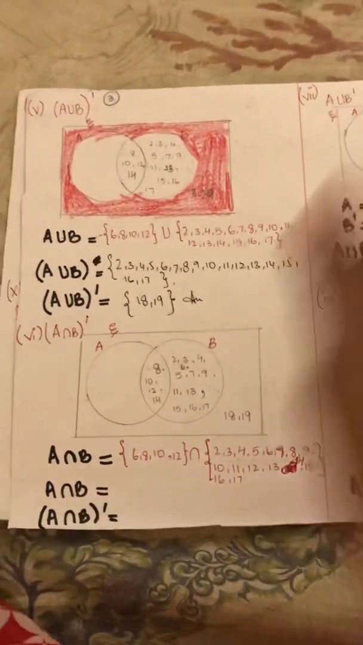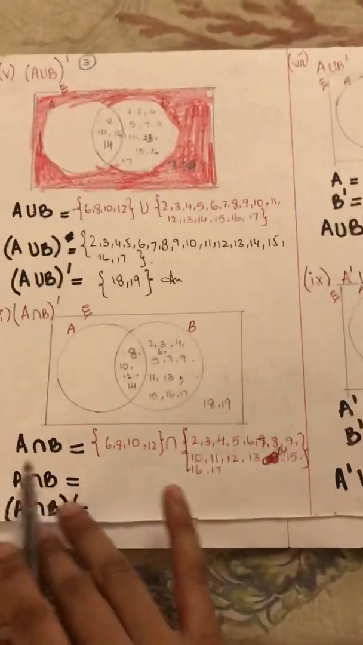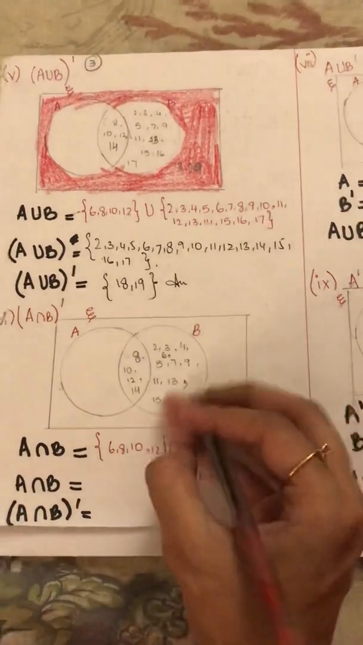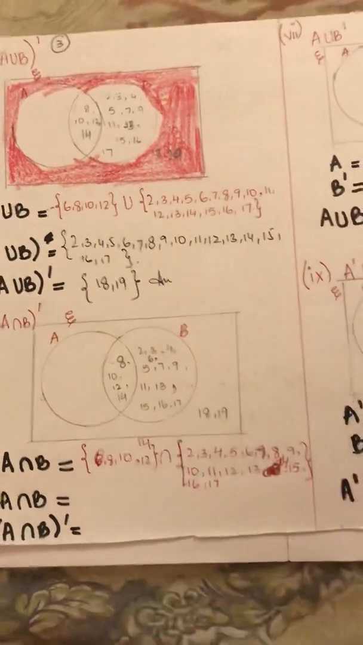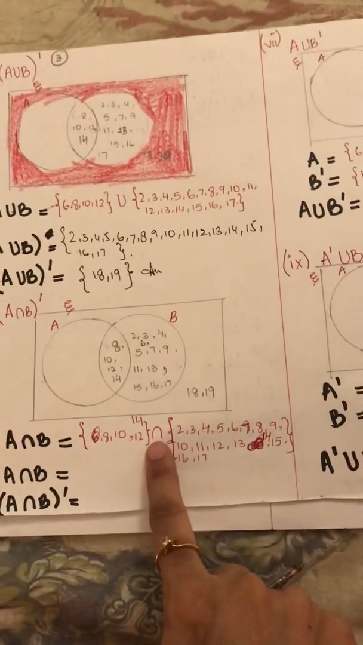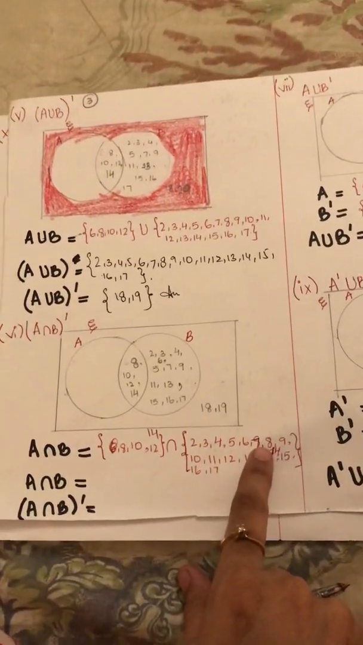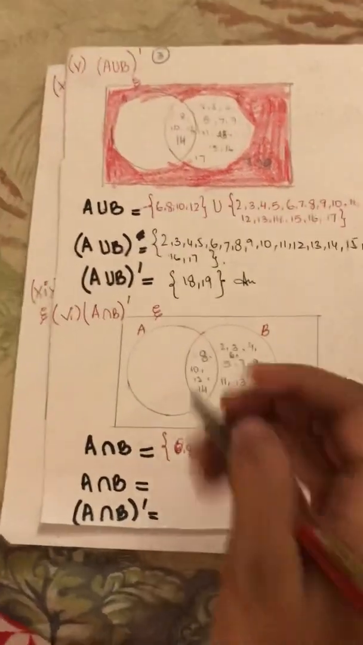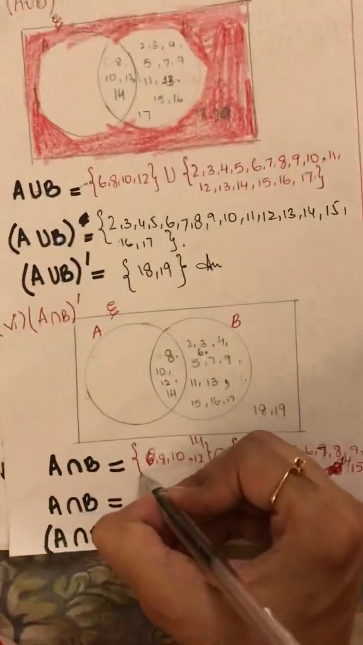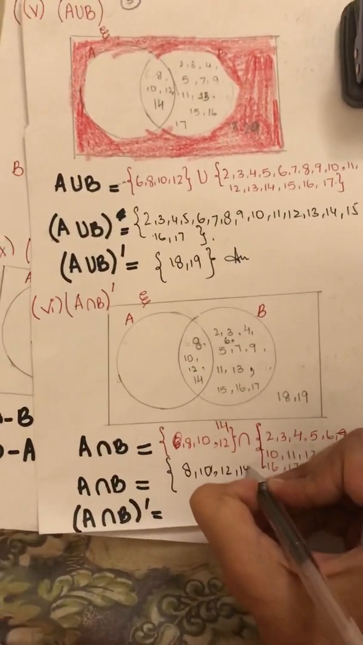Part 6 says A intersection B, and that's the complement. So A is 8, 10, 12 and 14, okay, and B is 2, 3, 4, 5, 6, 7, 8, 9, 10, 11, 12, 13, 14, 15, 16, 17. So what is A intersection B? I'm so sorry. It is 8, 10, 12 and 14.